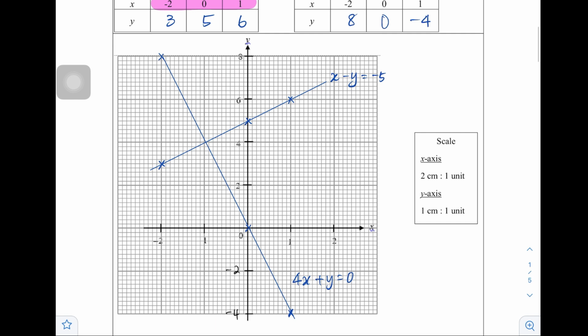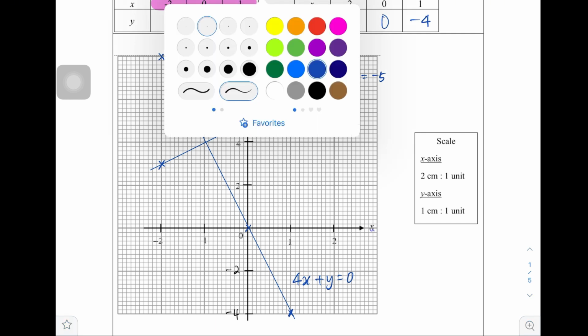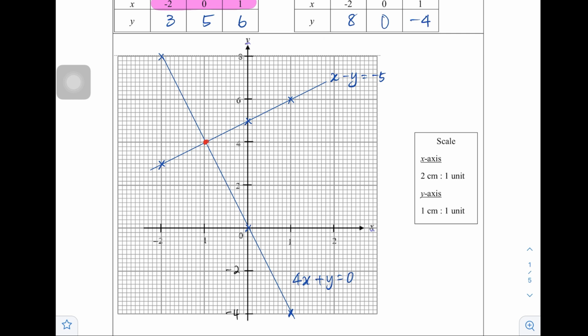So by looking at the 2 graphs that I have drawn, I can see that the point of intersection is right over here, and it is at the point when x is equal to -1 and y is equal to 4. So therefore, I should write my answer as x equals -1 and y equals 4. So that's how you solve a pair of simultaneous linear equations using the graphical method.